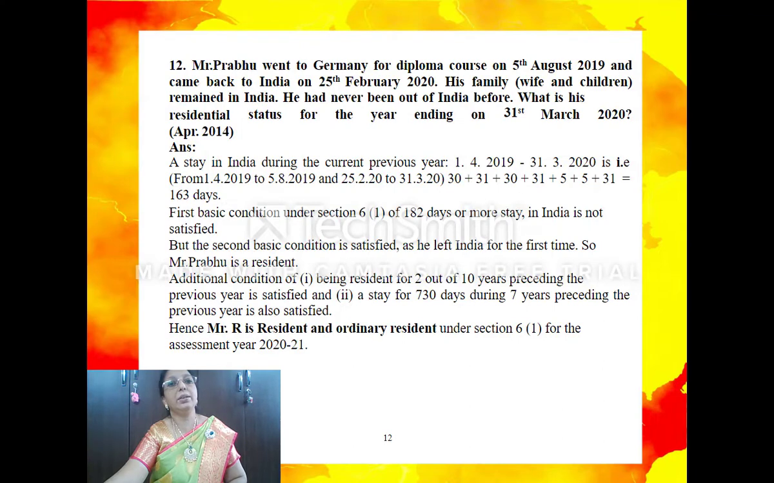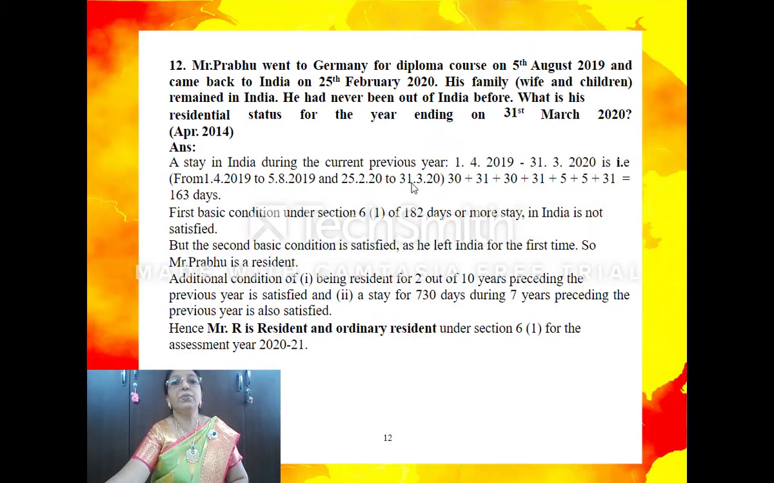Again, Mr. Prabhu went to Germany for a diploma course on 5th August 2019 and comes back on 25th February. His family is in India, but he is not in India. His presence is essential. So his stay in India during our previous year, April 1 to March 31. So till August he is in India. So 1st April to 5th August. Again 25th February to 31st March.